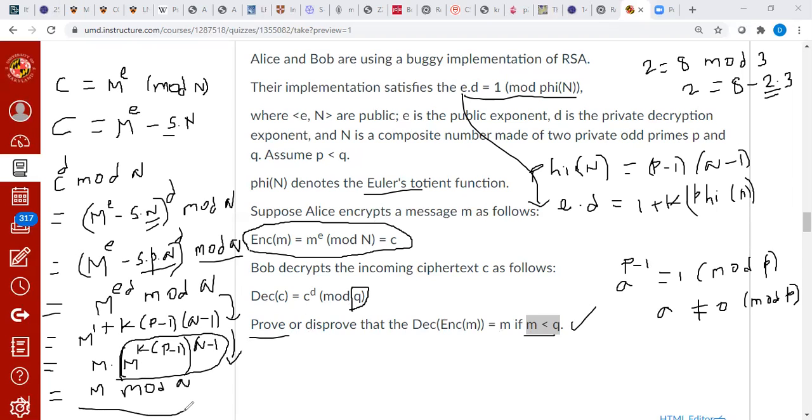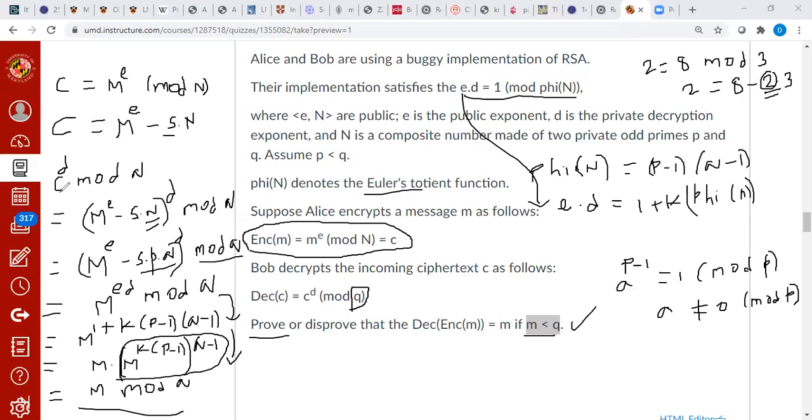Let me summarize this very quickly. I've just used the definition of the encryption function, which is m to the power e mod n, which means the ciphertext c sent by Alice to Bob is m to the power e minus s times n. We don't know what s is. s is some non-negative integer. It's like the quotient when you divide.